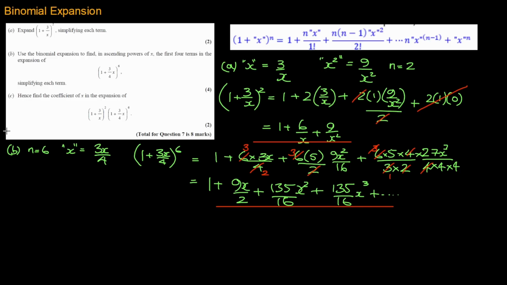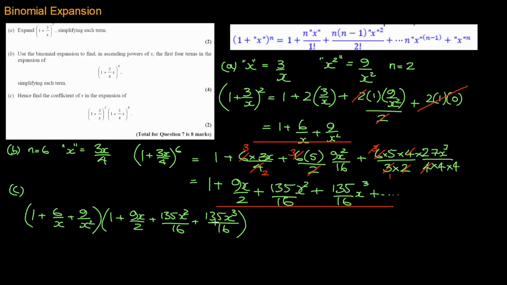In part C, we've been asked to multiply: we've expanded this and we've expanded that. We've been asked to multiply our expansions together and just find the coefficient of x. And that's a lot of multiplication of terms. Each term here has to be multiplied by each of these terms. So it is well worth going through it one by one and checking if the answer is going to generate x. Okay, let's start with 1.